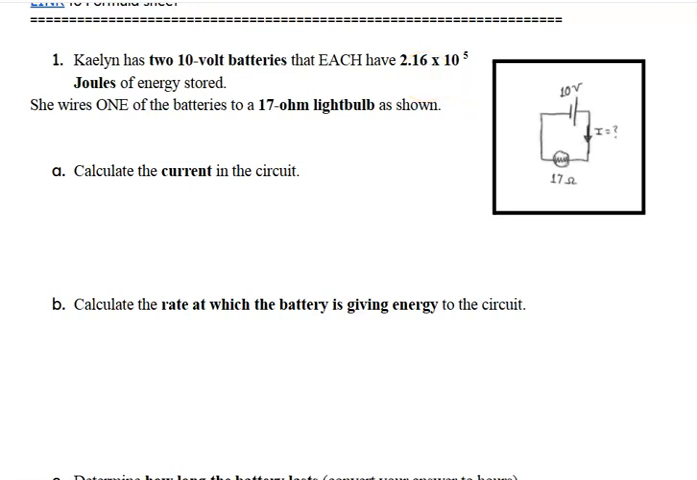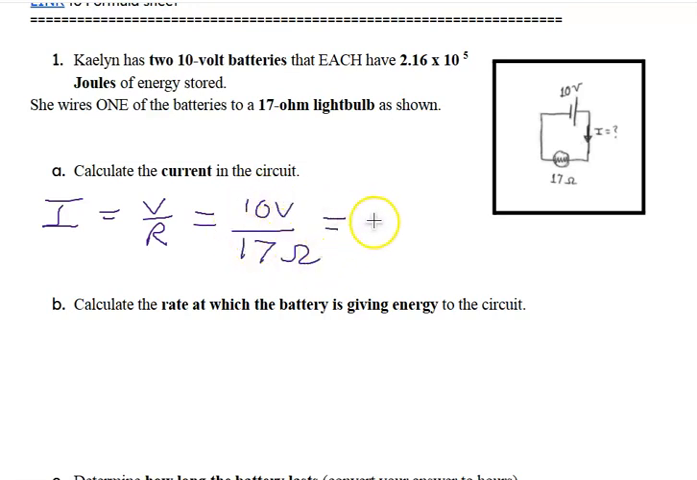So your go-to equation for current is Ohm's law. I equals V over R, if you know everything. But if you go look at your diagram, you do know everything. Okay, and the voltage is 10 volts, and the resistance is 17 ohms. So there is 0.588 amps going through that circuit.